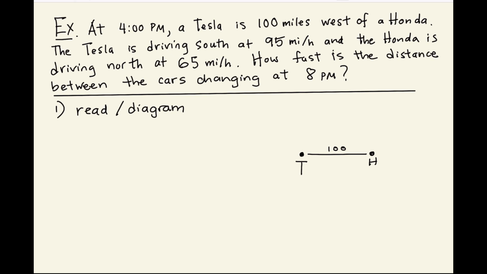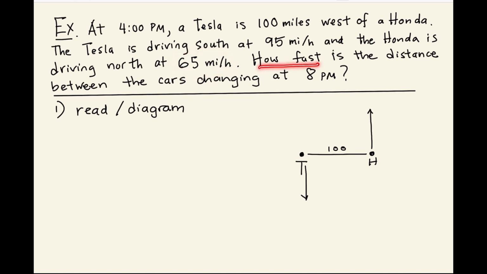Now, the Tesla is driving south at 95 miles per hour, so that looks like a rate to me. And the Honda is driving north at 65 miles per hour. So it looks like we have the Tesla driving south, and the Honda is driving north, and we're given 95 miles per hour for the Tesla. So the Tesla's driving faster than the Honda.